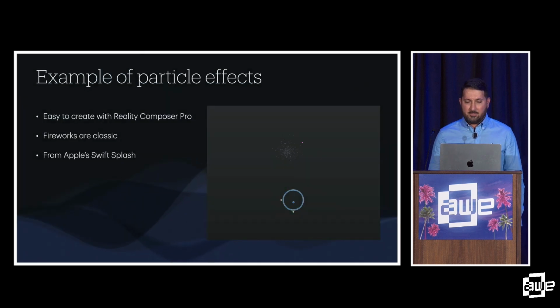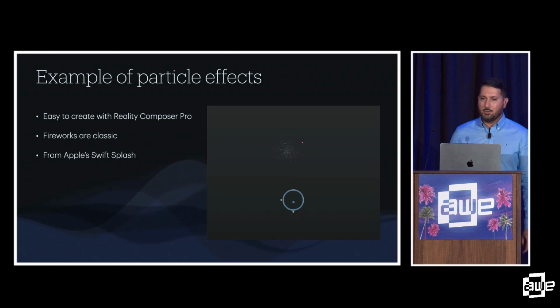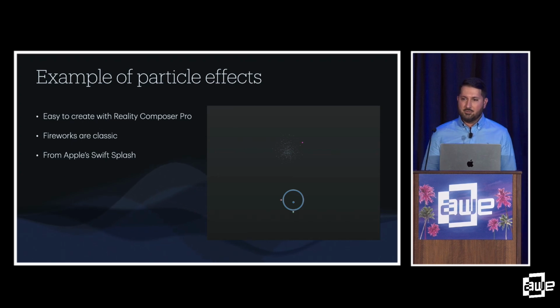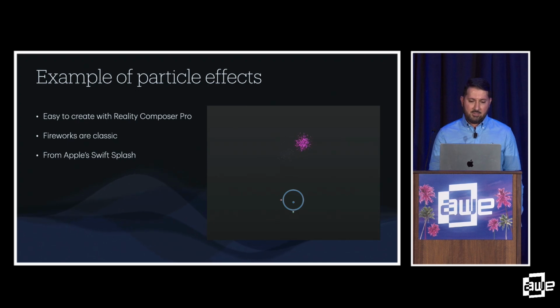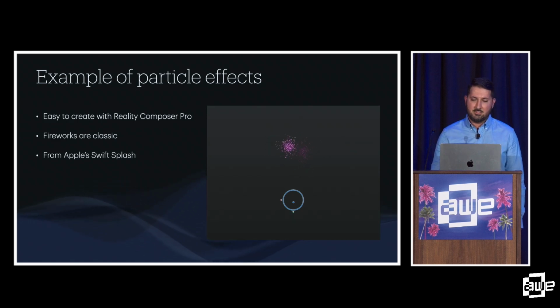The other one, particle effects, are actually very easy to create with Reality Composer Pro. So if you have any fear of particle effects, you should definitely open up Apple's Swift Splash, which is a great demo code base. If you get that, you can open it up. One of the things they have in there are these fireworks. And you can actually go into Reality Composer Pro, completely see how this is built, look at all the assets they used, all the settings they used.